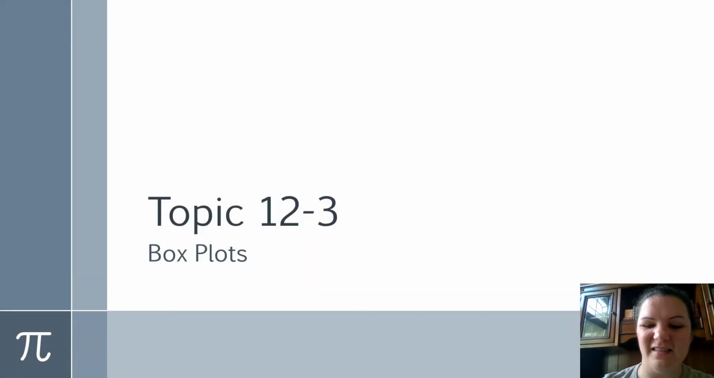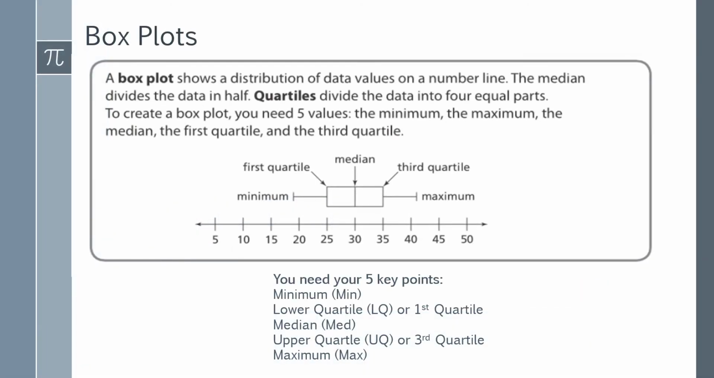So here's a little lesson on topic 12.3, and this is about box plots, or you might hear them referred to as box and whisker plots. So a box plot shows a distribution of data values on a number line. The median divides the data in half. Quartiles divide the data into 4 equal parts.